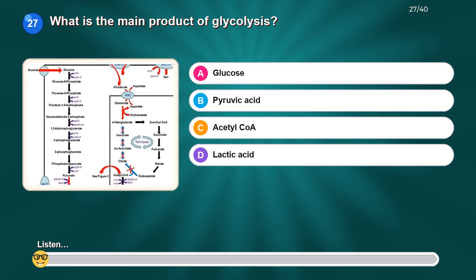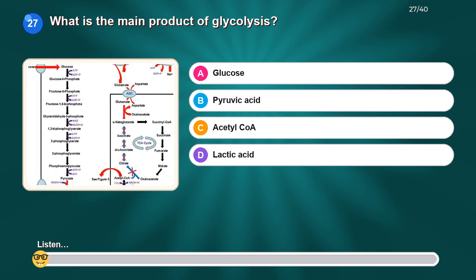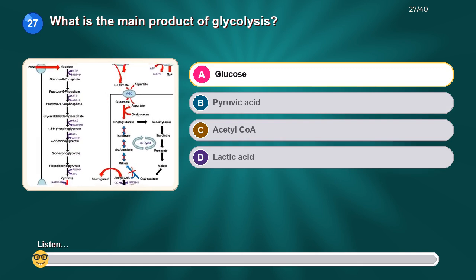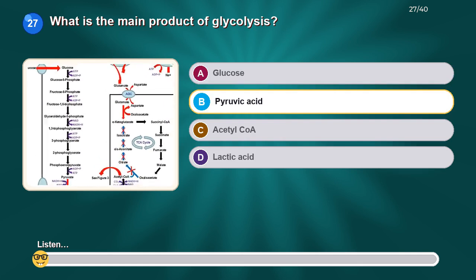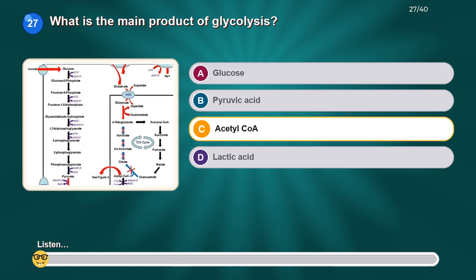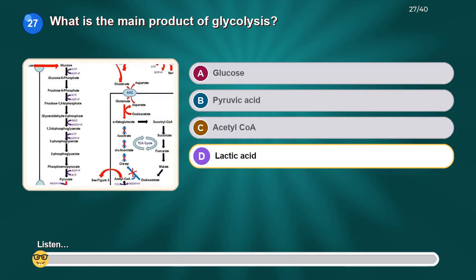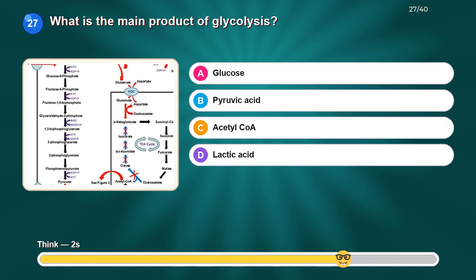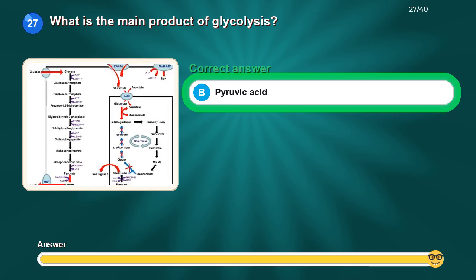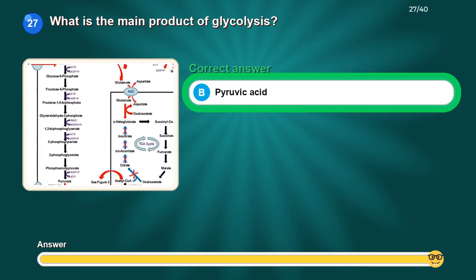What is the main product of glycolysis? Option A, glucose. Option B, pyruvic acid. Option C, acetyl-CoA. Option D, lactic acid. The correct answer is pyruvic acid.